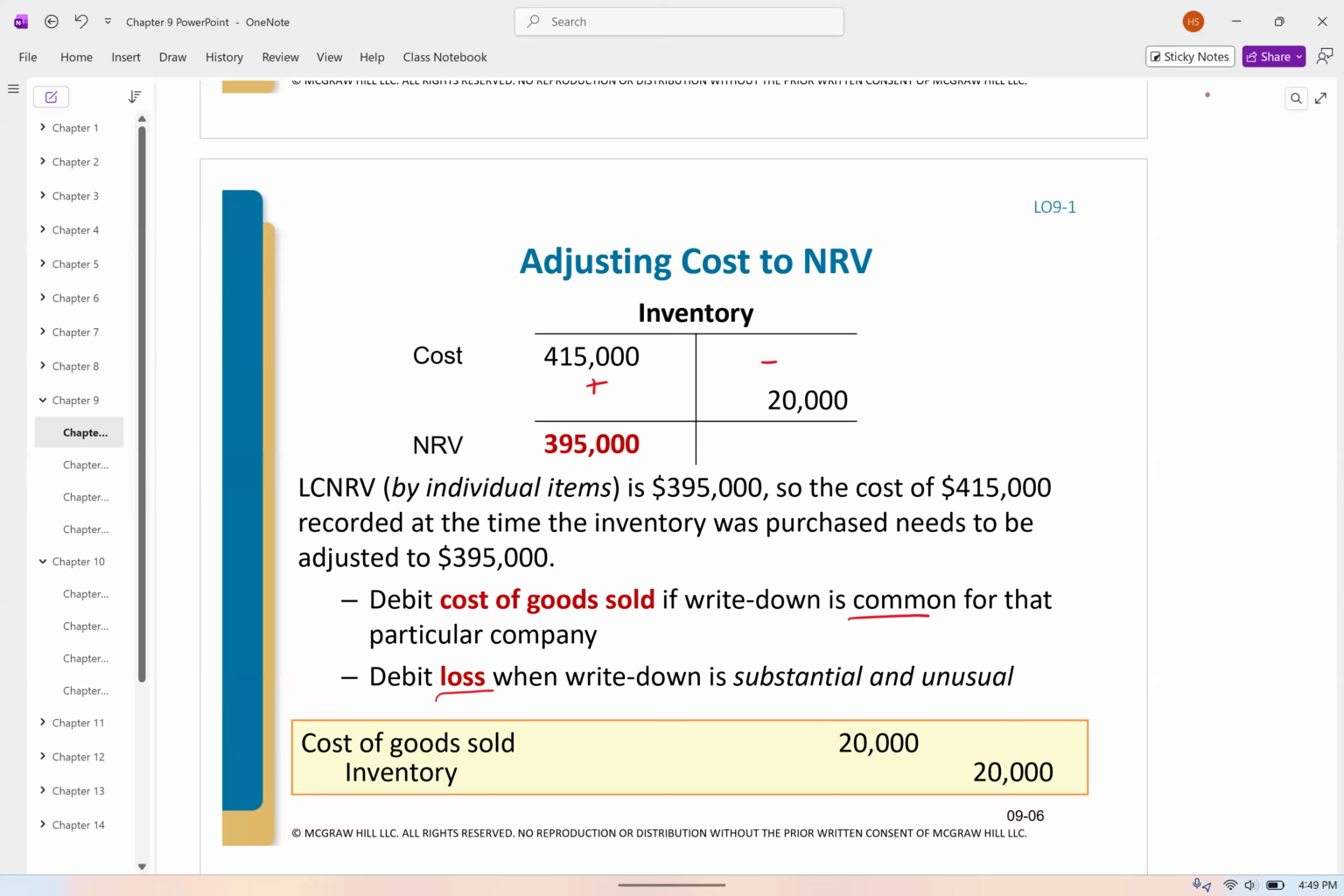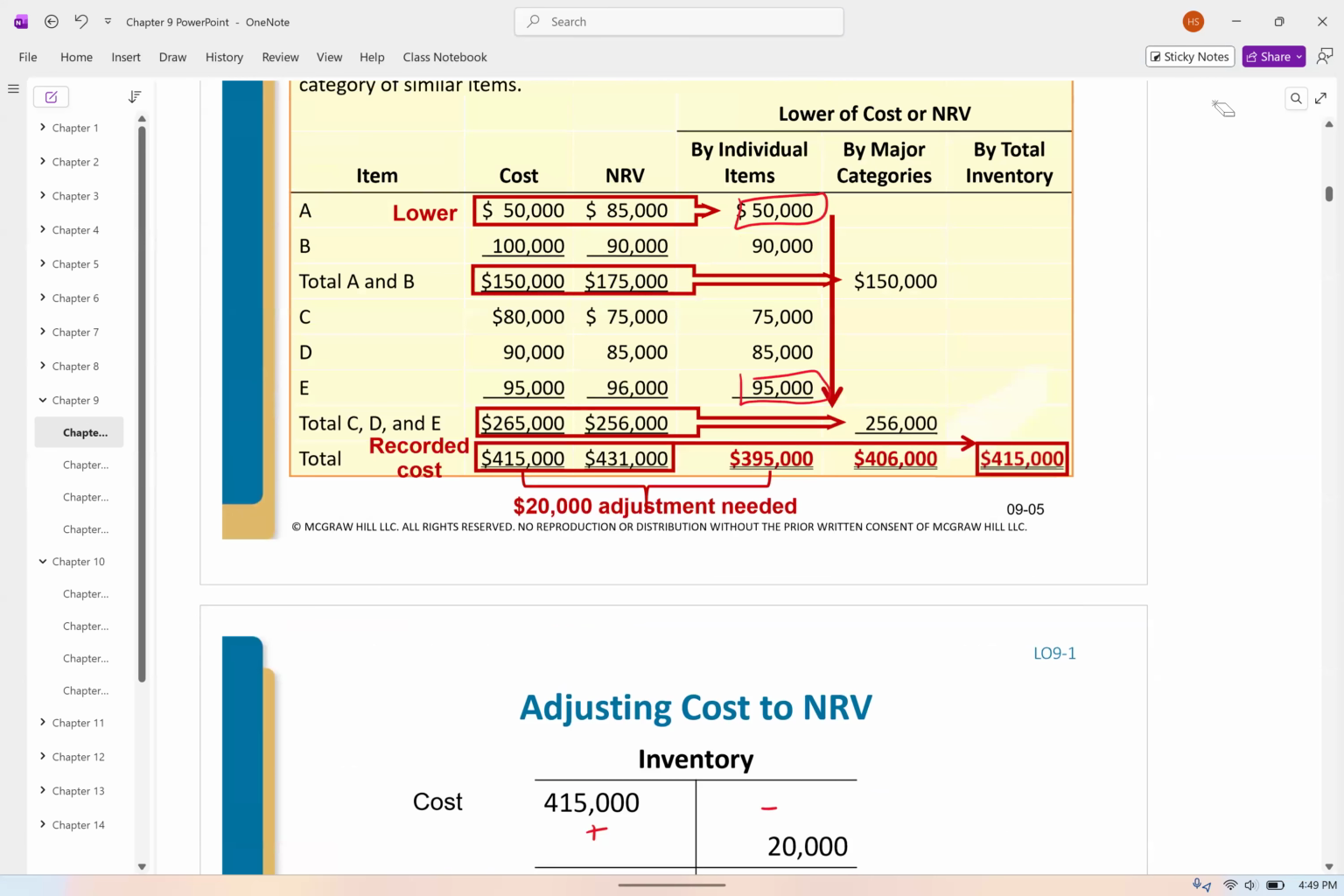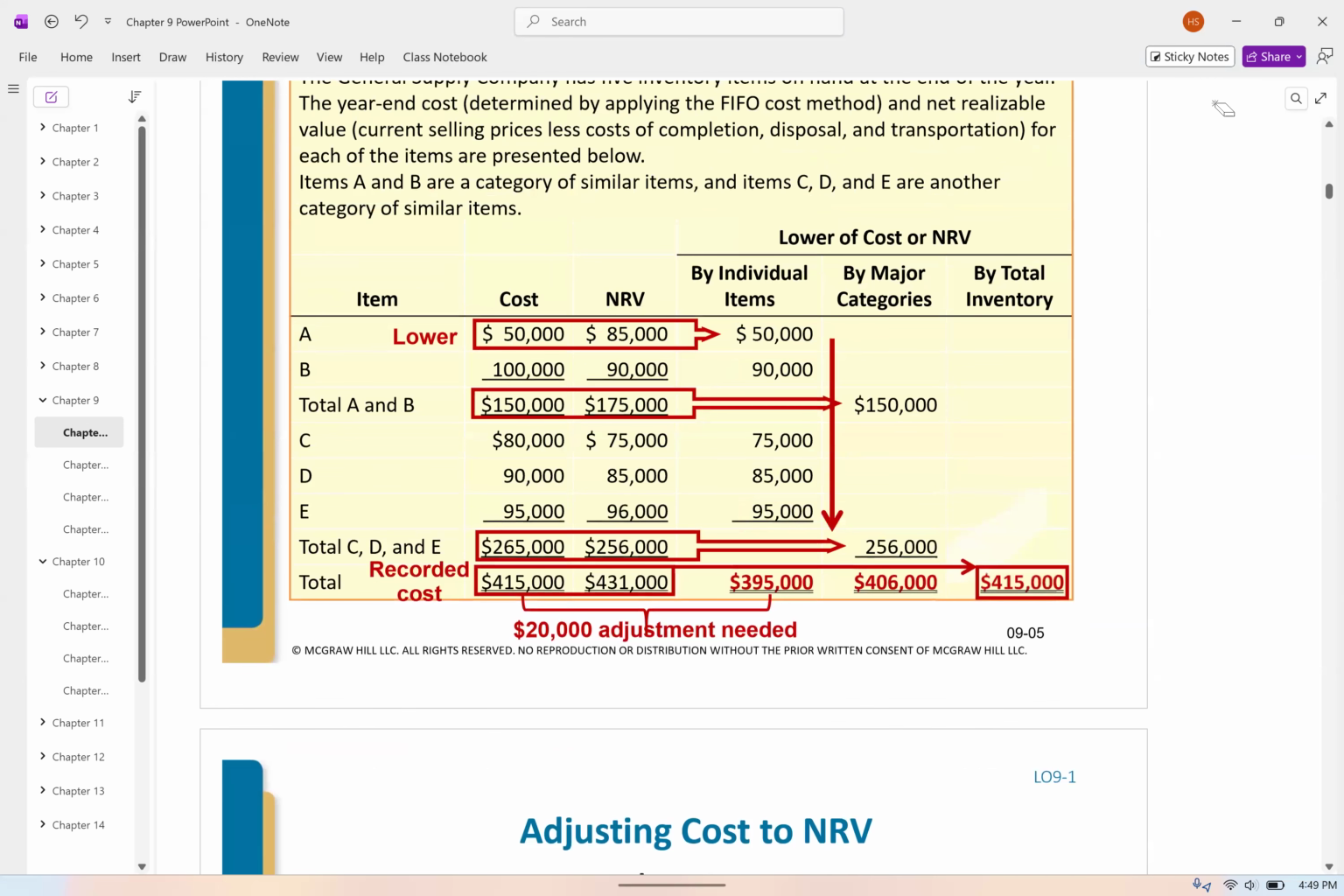If it was a lot, like people made mistakes in counting inventory, we've got big issues. Then they would debit some sort of unusual, infrequent loss, and that goes somewhere else on the income statement, because we separate it out since it's something out of the normal. But if it's just a common write-down, that's the journal entry we're going to make right there. So let's come back up here and do it by categories.